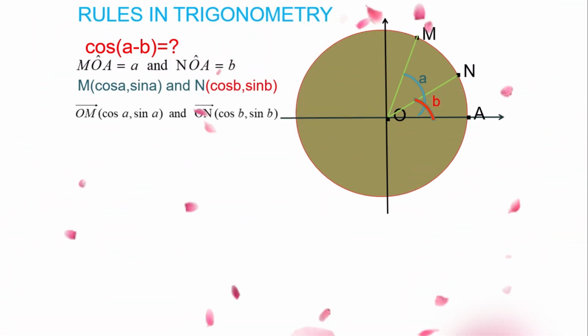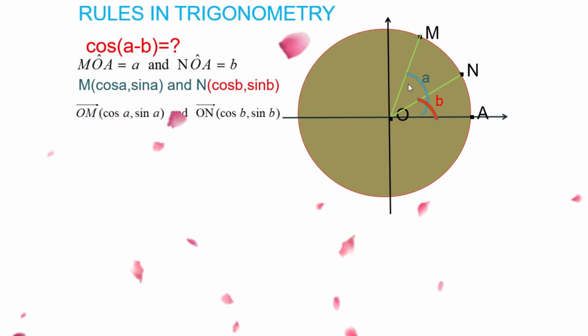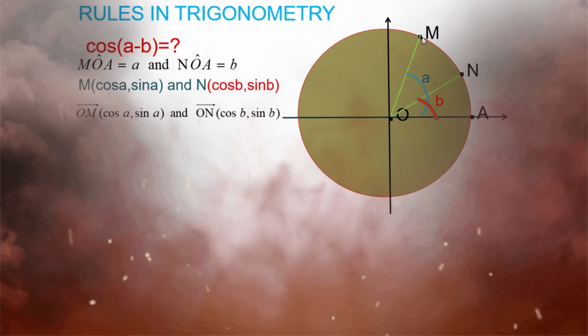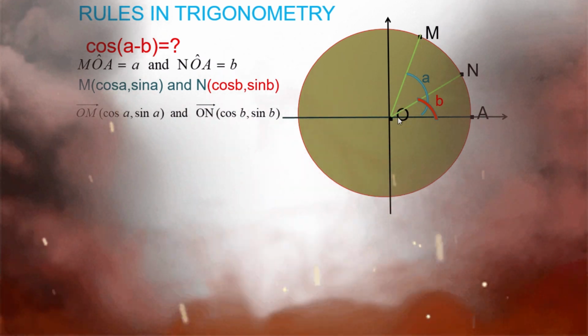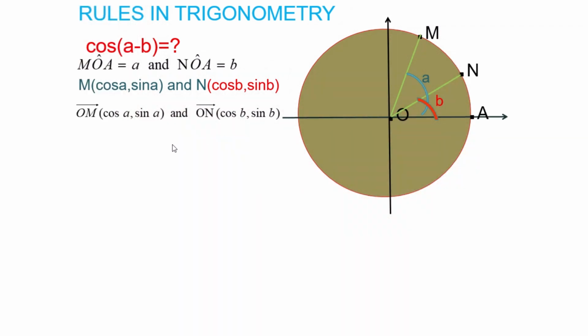Remember the scalar product of two vectors. The abscissa of vector OM is x of M minus x of O, equal x of M minus 0. The ordinate is y of M minus y of O. The ordinate of O is 0, so y of M. Then OM is (cosine A, sine A) and ON is (cosine B, sine B).